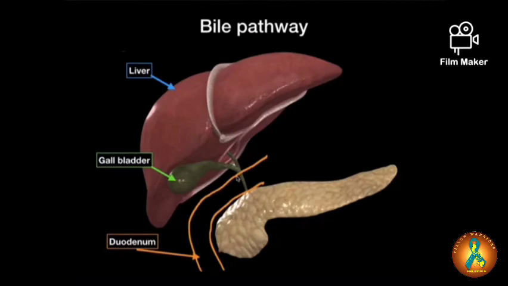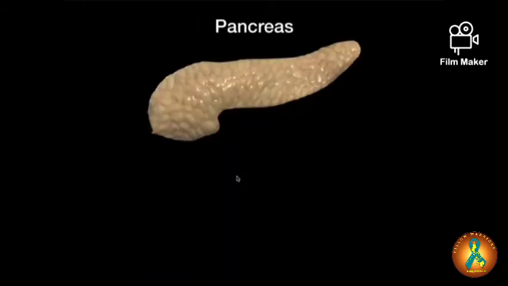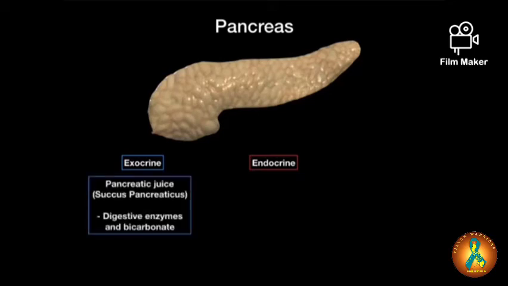Alright, so now we've gone through the anatomy of the liver, the gallbladder, and the duodenum. Now let's look at the anatomy of the pancreas a little bit. The pancreas looks like this and has two functions in the body. It has what we call the endocrine function and the exocrine function. The exocrine part of the pancreas secretes the pancreatic juice, or the succus pancreaticus in Latin, which contains different digestive enzymes, and also bicarbonate, which neutralizes the acidity of the stuff coming from the stomach.